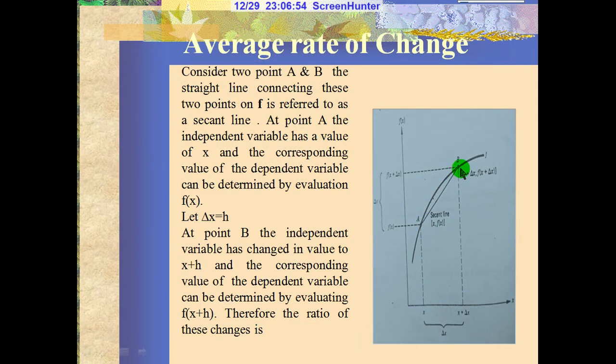Consider these 2 points, point A and point B. This is also a curve. The straight line connecting these 2 points is referred to as the secant line. At point A, the value of the independent variable is x, and the corresponding value of the dependent variable can be determined by evaluating the function of x. Similarly, at point B, let x plus the change of x, which equals h. Therefore, at point B, the corresponding value of the dependent variable can be determined by evaluating the function of x plus h.